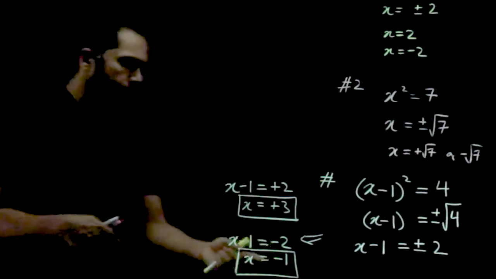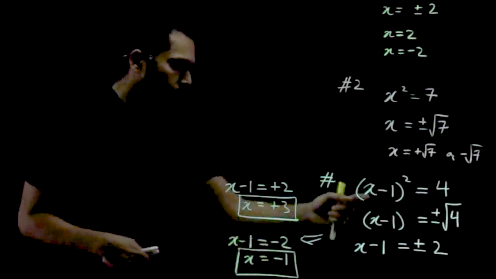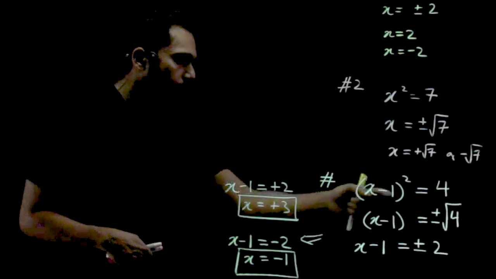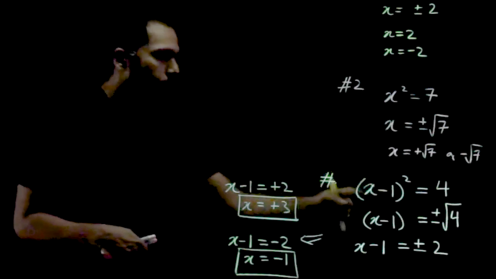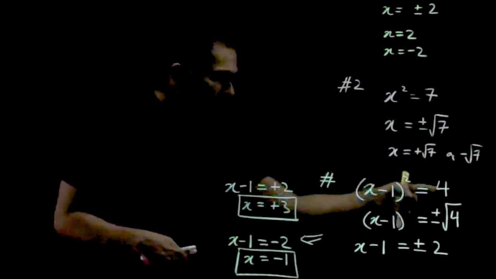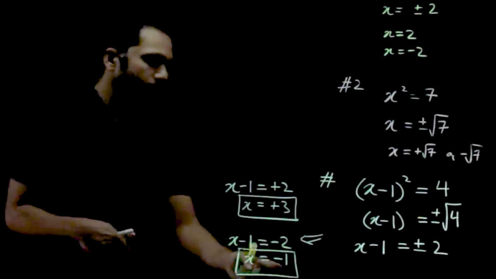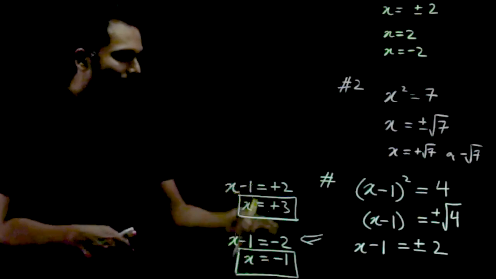This one looks a bit dicey. Let me just check. Minus 1, instead of x, minus 1. Minus 1 minus 1 is minus 2. Minus 2 square is 4. This one also satisfies. So we have two answers, plus 3 and minus 1.